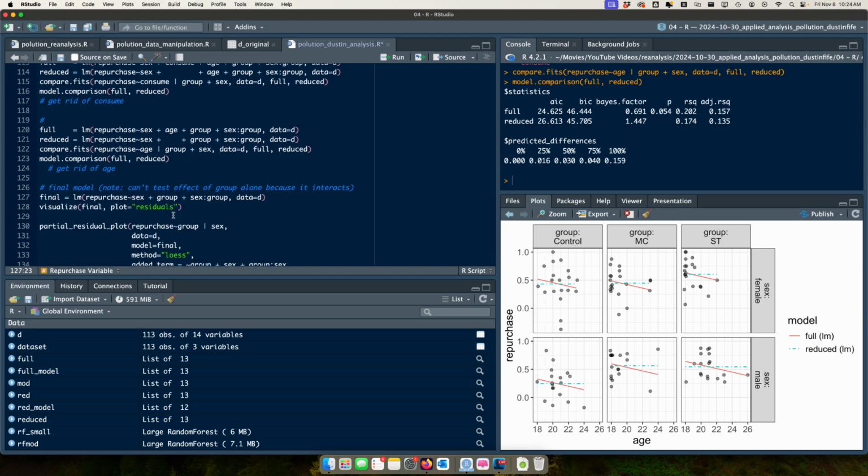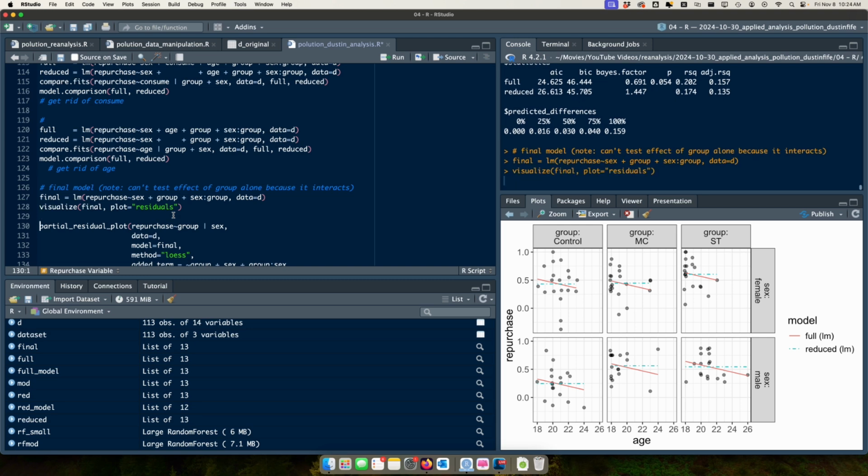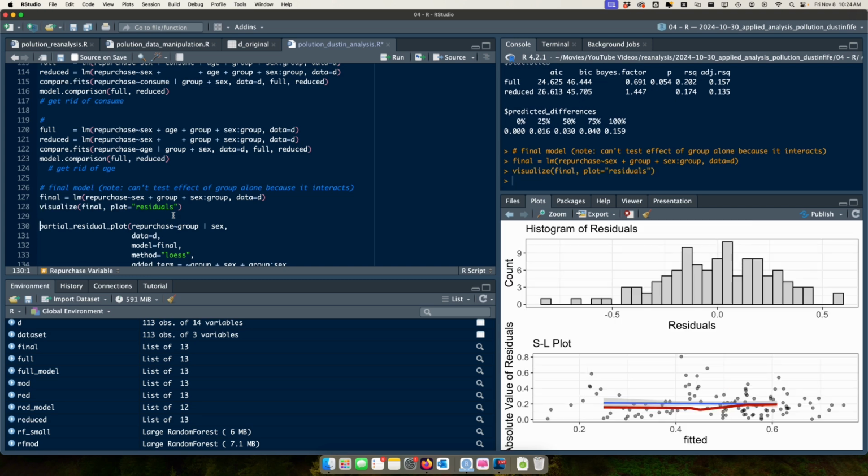So final model is going to be, now I'm going to fit the final model and visualize the residuals as I did before, and that looks fine. So that's good. The residuals do look a little negatively skewed, but I'm not worried about that.